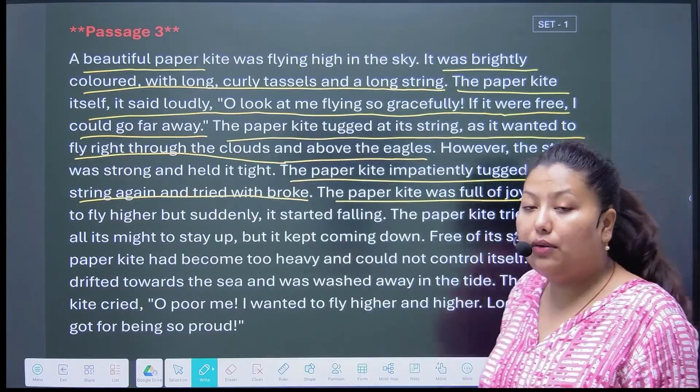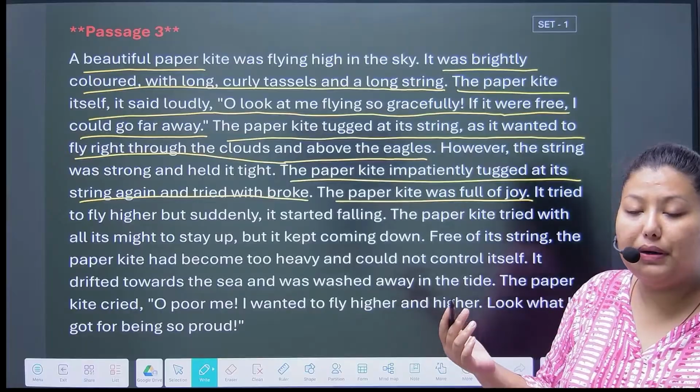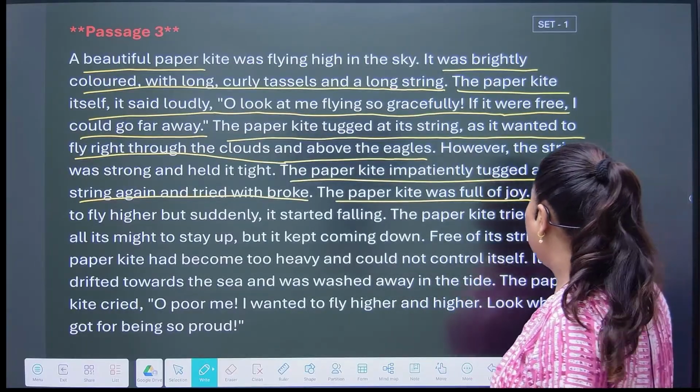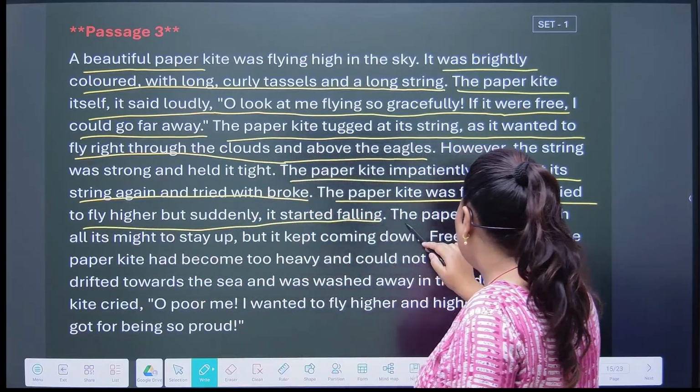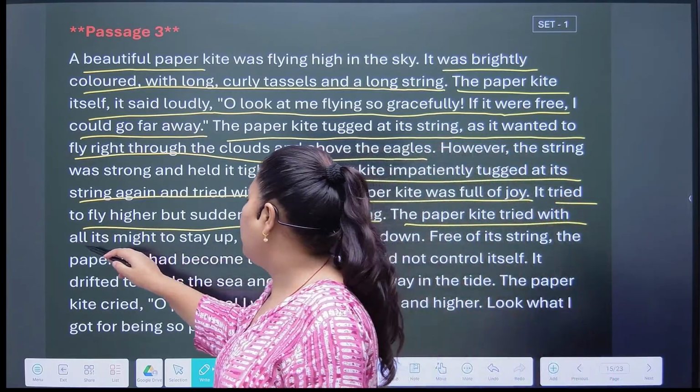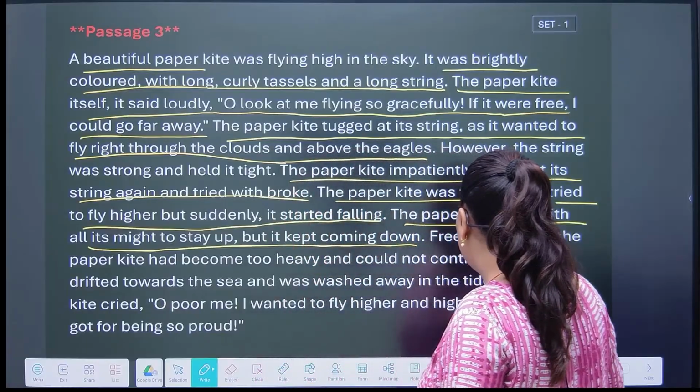Next question. What happened to the paper kite when he broke his string? It tried to fly higher but suddenly started falling. The paper kite tried with all it might to stay up but kept coming down.